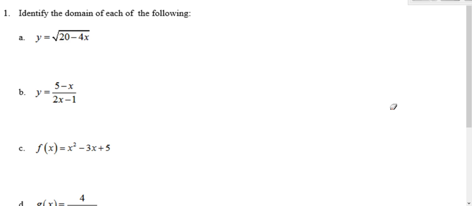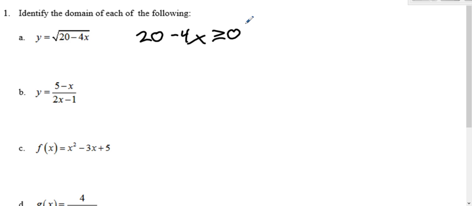To identify the domain, you have to look at what is not allowed. You're looking for the restrictions. So for a square root function like a, the restriction is you're not allowed to have a negative in the square root, in the radicand. So the radicand, 20 minus 4x, is not allowed to be negative. It has to be greater than or equal to 0.